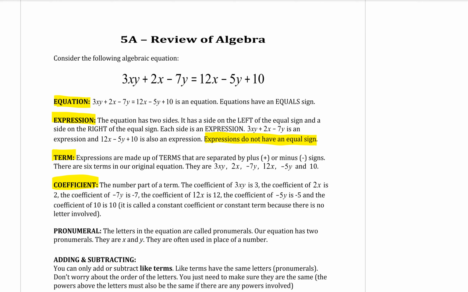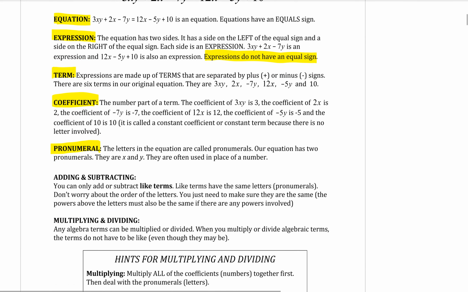Pronumeral is the fancy word that we like to call the letters in our equations and expressions. So in our equation, we have 2 pronumerals, x's and y's. They are often used in place of a number. Adding and subtracting, as you've heard all this stuff before.